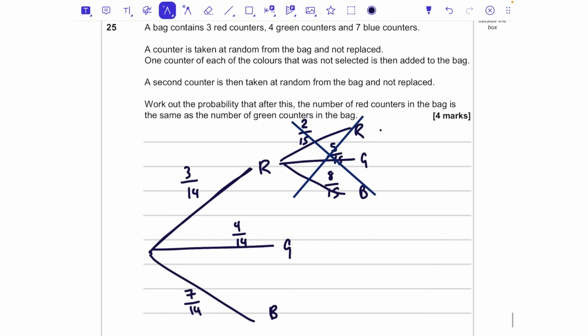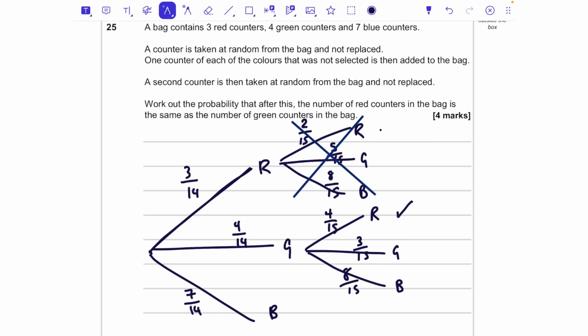If I take a green one out, then the next pick for red, for green and for blue, we're going to have taken a green one out. So we've now got 3 and it will be out of 15 for green. But we've got an extra red and an extra blue. So red now becomes 4 out of 15 and blue now becomes 8 out of 15 because we had 7 to begin with. Now if I take red out, I'm then going to have 3 reds and 3 greens left in the bag. So we are interested in that pathway.